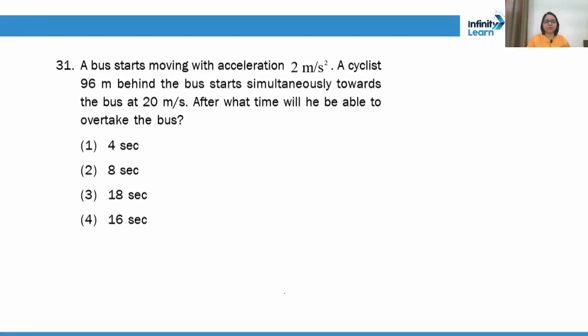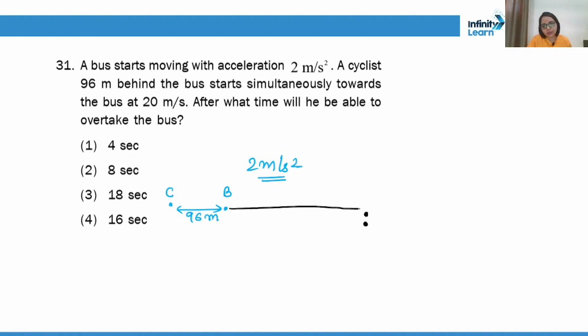Question number 31. A bus starts moving with acceleration 2 meter per second square. A cyclist 96 meter behind the bus starts simultaneously towards the bus at 20 meter per second. After what time will he be able to overtake the bus? So let's say this is the bus point and this is the cyclist. The separation is 96 meter. Bus starts with 2 meter per second square, and let's say after certain time t, bus is over here, and after certain time t, cyclist is also over here. So this is the point where the cyclist will overtake the bus, right?